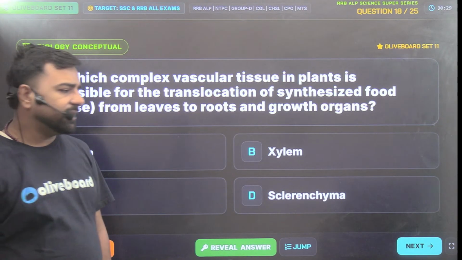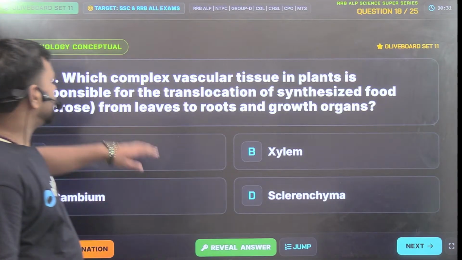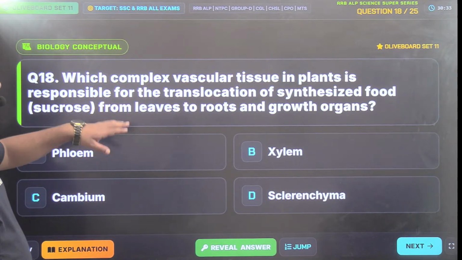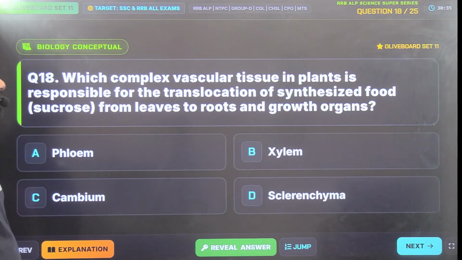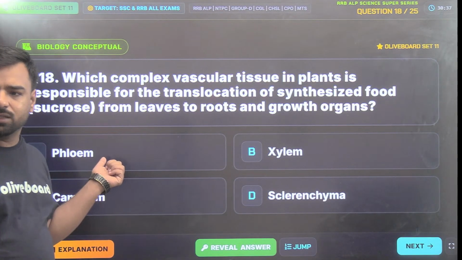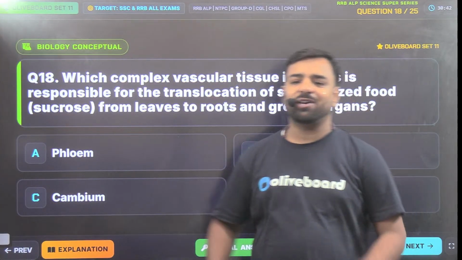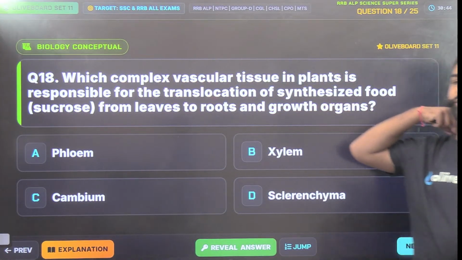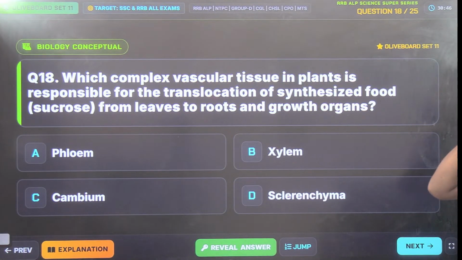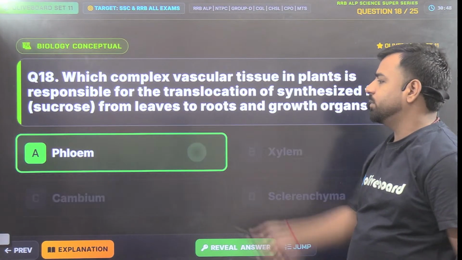So that's linked with the transportation of the water. It's asking for the translocation of the synthesized food from the leaves to roots. So for the food and minerals, we'll go with phloem, right? Ankita is the first one to answer. Utkarsh, I was waiting for your answer too. So here, the correct answer is going to be option number A. That's right. Option A, phloem, is the correct answer here.